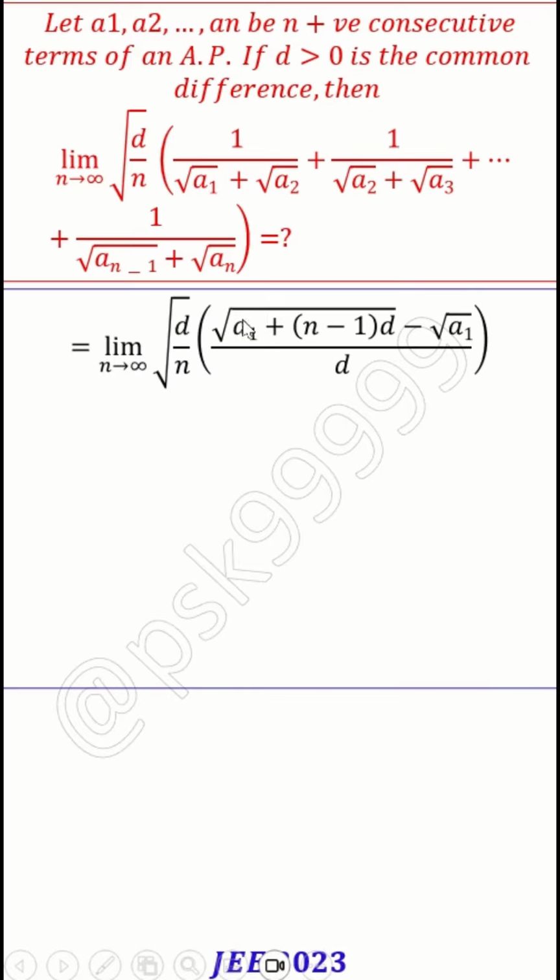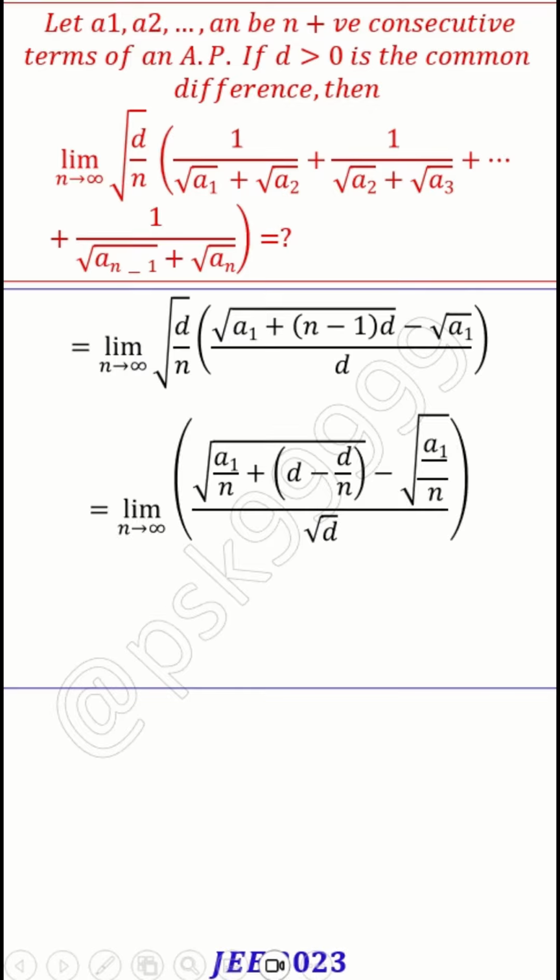Okay, so I just take n because n tends to infinity, right? So I can write this as, sorry, this is square root of d, so I am left with square root of d in the denominator, okay, and I will write this as square root of a1 by n plus d minus, because n gets cancelled, d minus d by n, okay, minus square root of a1 by n.